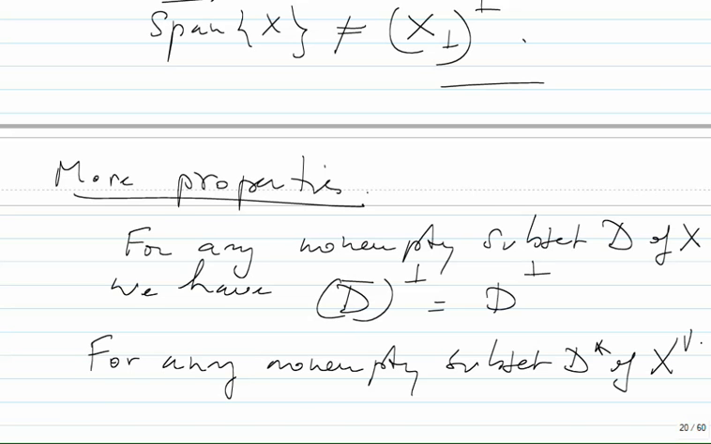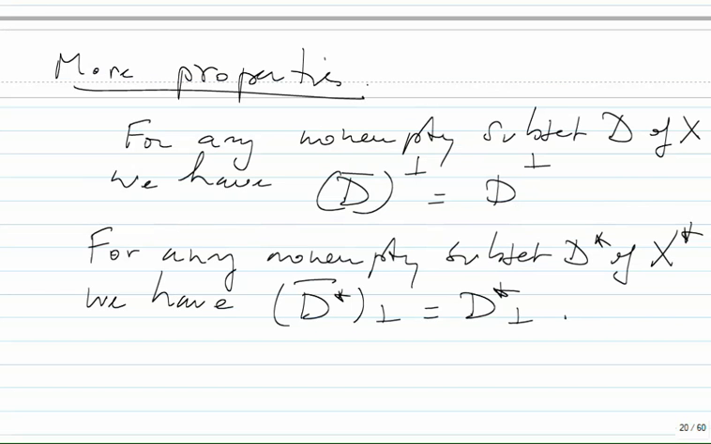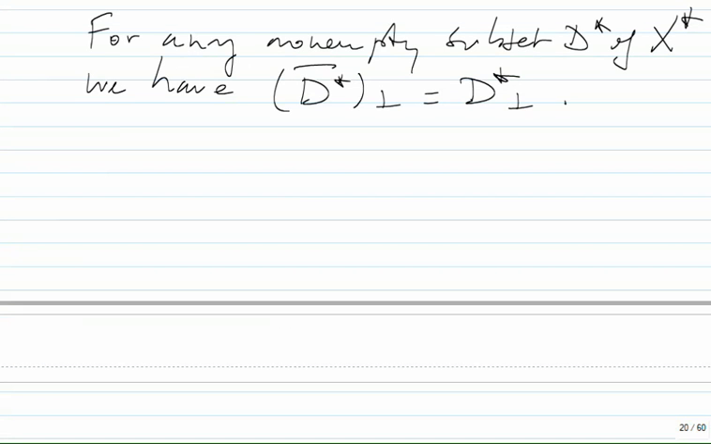We have D star bar orthogonal is the same as D star orthogonal. So whether you take the closure or you take the subspace, you get the same orthogonal set, or annihilator, of the set. Okay? Now we are ready to prove a beautiful theorem, and connect all this to the adjoint.